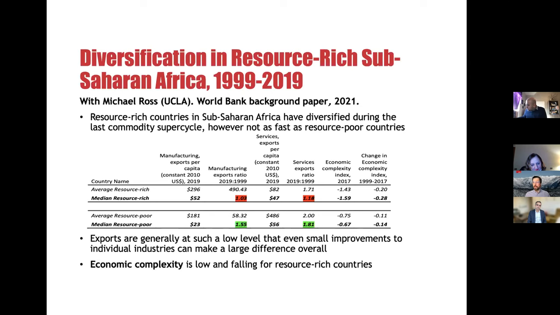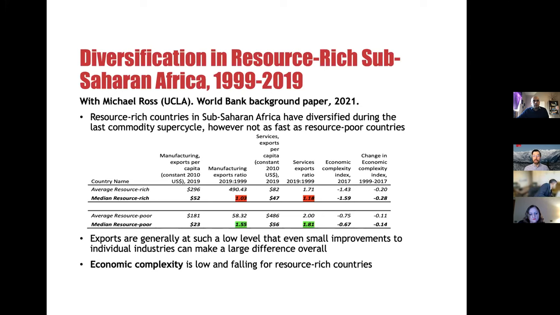And again, it's more country by country, but here, just looking at the headline, we compare resource-rich countries with resource-poor countries. And we can see here that resource-poor countries have increased their manufactured exports by 55% compared to 3% at the median value, and service exports by 81% compared to 18% at the median value. So we see here a stronger performance in export diversification in resource-poor countries in Africa.